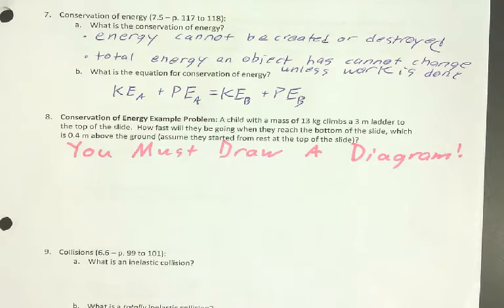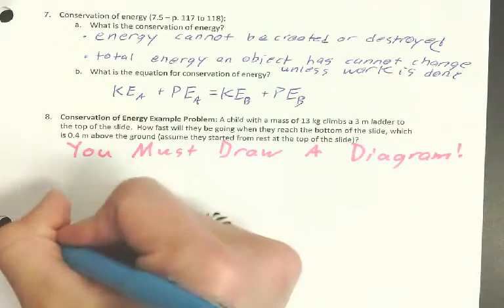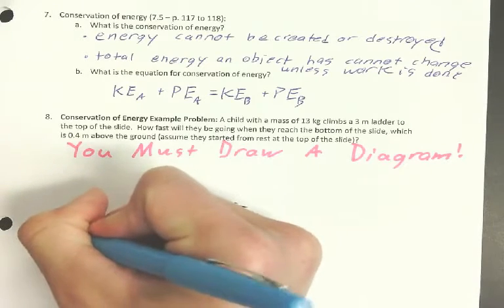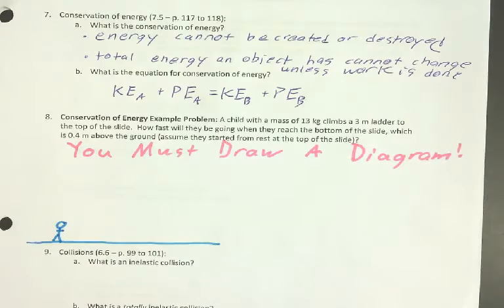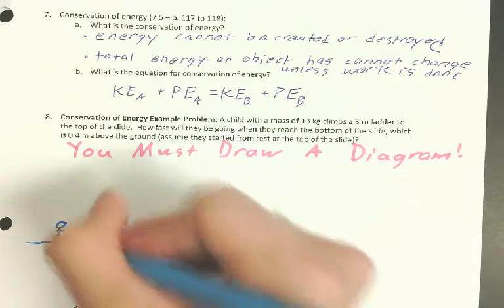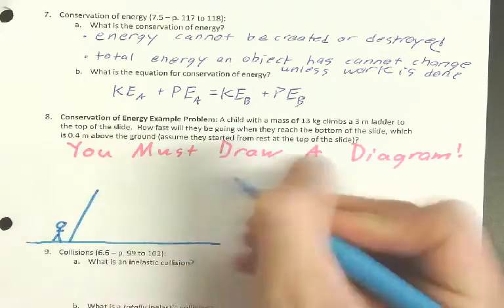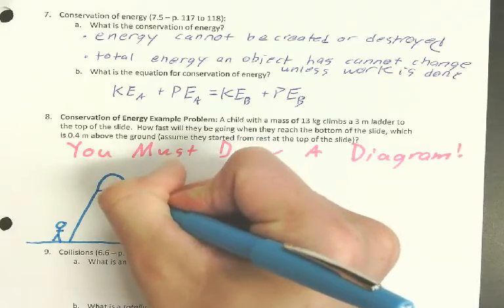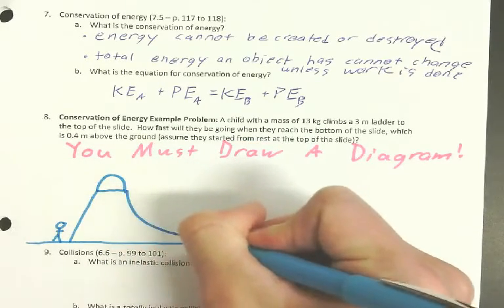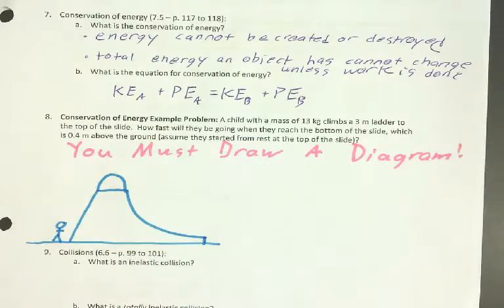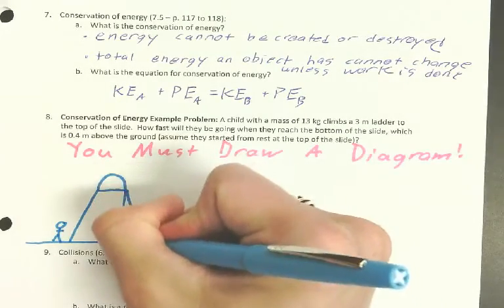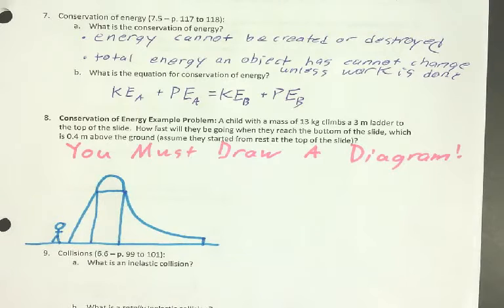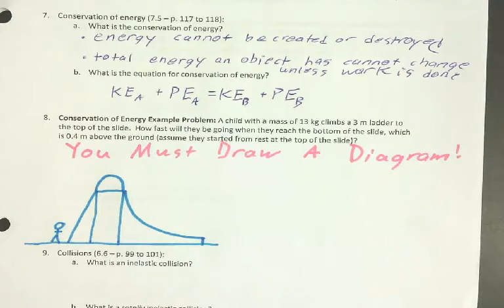So, first thing I need to do is draw a diagram. So I have a child. Tiny little child climbing a ladder. Totally looks like a ladder. To the top of a slide. And then they're going to go down the slide to the bottom of the slide. There we go. That looks ish like a slide. Actually, looks less like a slide now anyway.